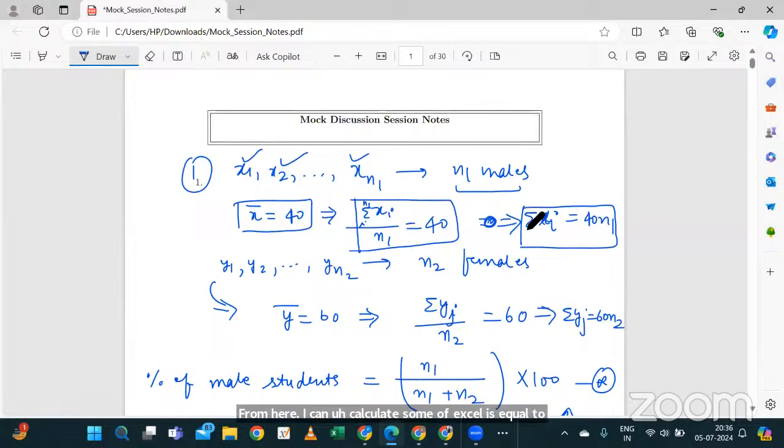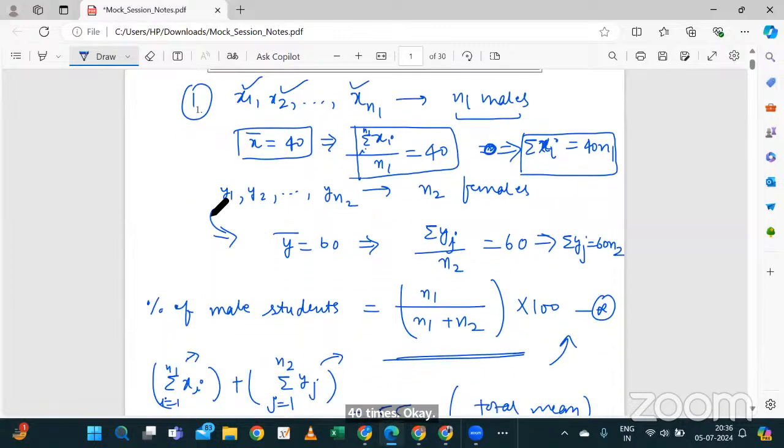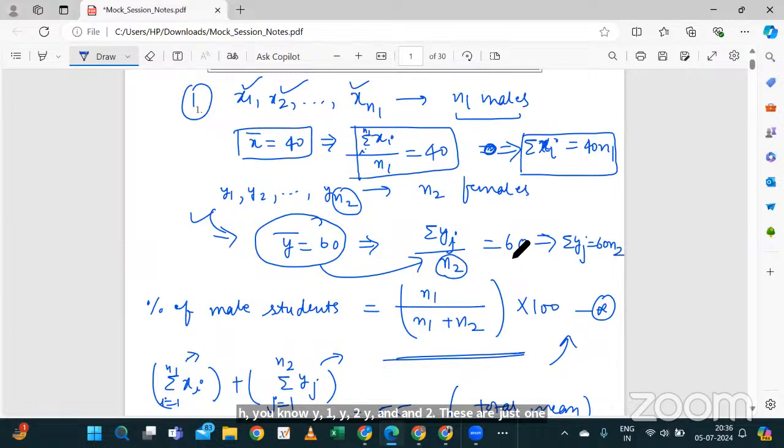Now suppose there are n2 females, so you can write y1, y2, up to yn2. Suppose y bar is 60, which is given to you. Then by the definition of mean, the summation of y1, y2, up to yn2, these are just numbers, divided by n2 is equal to 60. So from here the summation of yi is equal to 60 times n2.